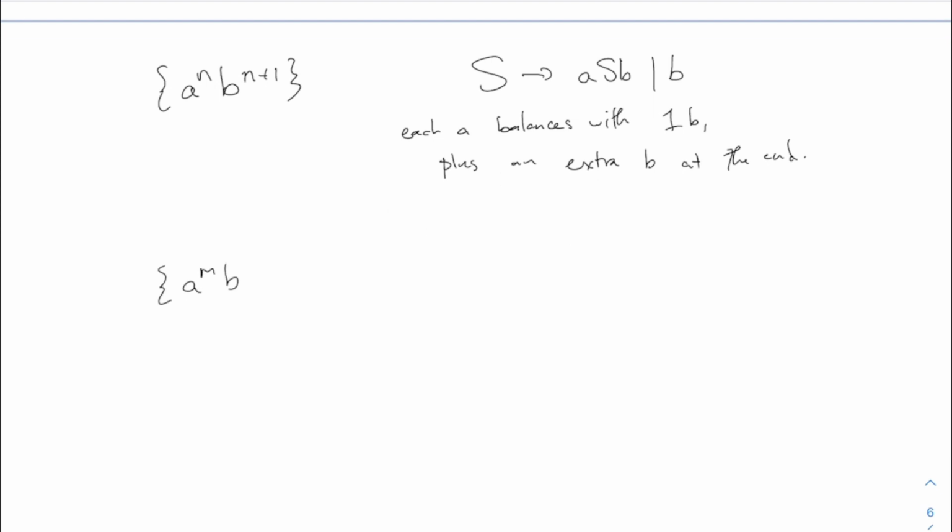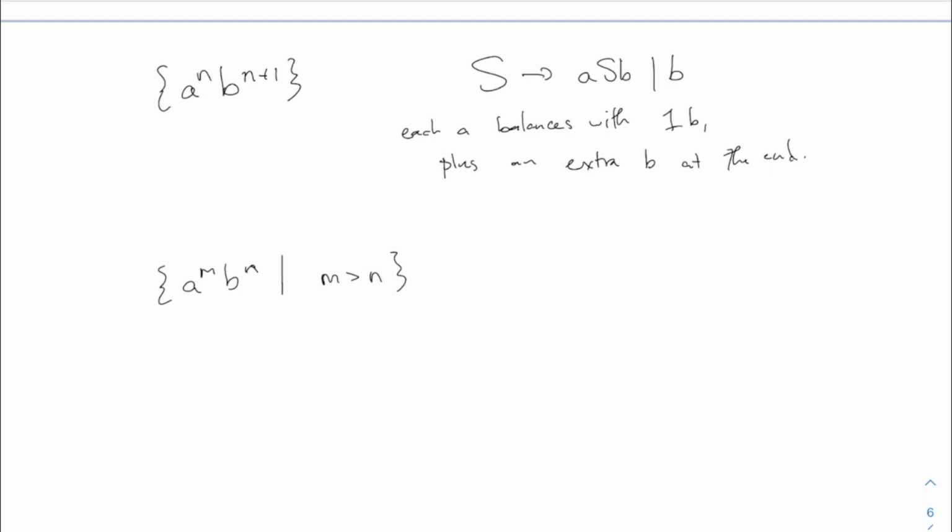A to the M, B to the N, where M is greater than N. All right. Now this one you have to look a little carefully to even tell that there is any balancing at all, because in the formula, it looks like the number of A's has nothing to do with the number of B's. They are different exponents there. It just says the number of A's is more than the number of B's.